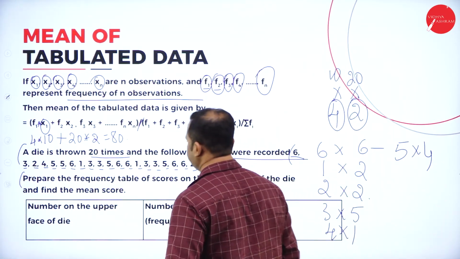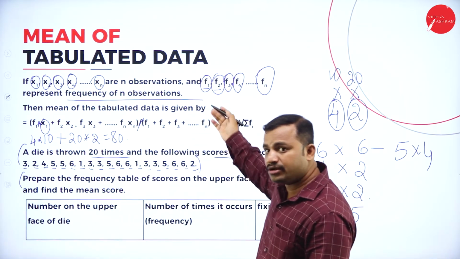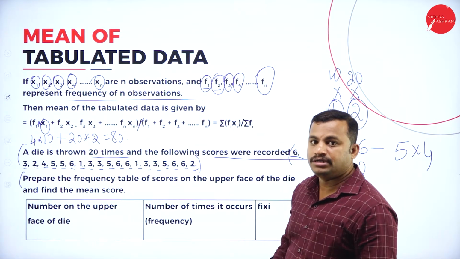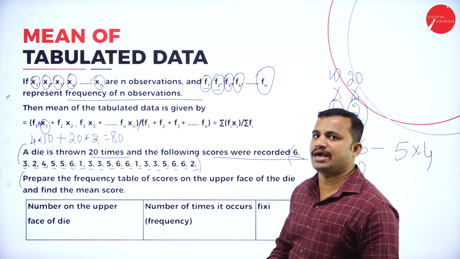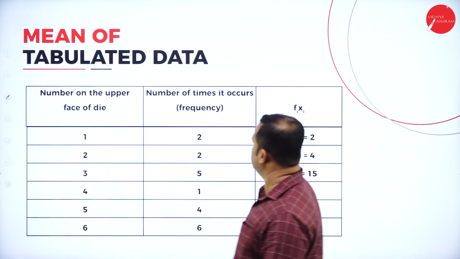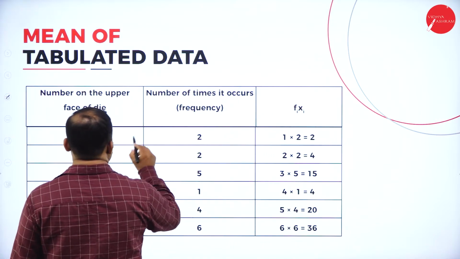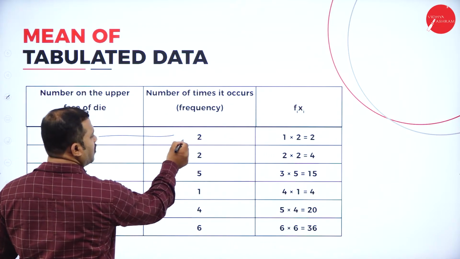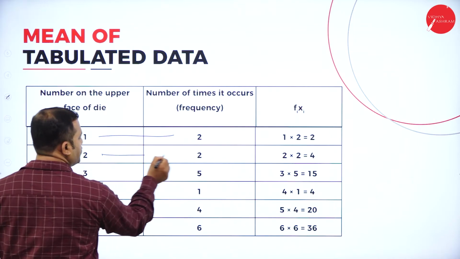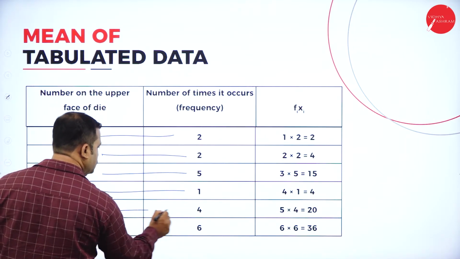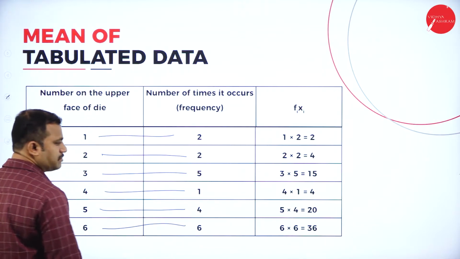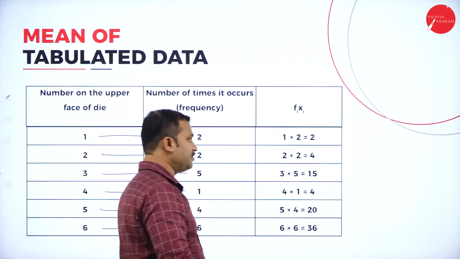That's all. Now, let us calculate the frequency distribution table. With the help of this frequency distribution table, we shall calculate the mean. See here, 1 is appearing how many times? 2 times. 2 is appearing 2 times. 3 is appearing 5 times. 4 is appearing 1 time. 5 is appearing 4 times. 6 is appearing 6 times. The same thing which I had written in the previous slide.